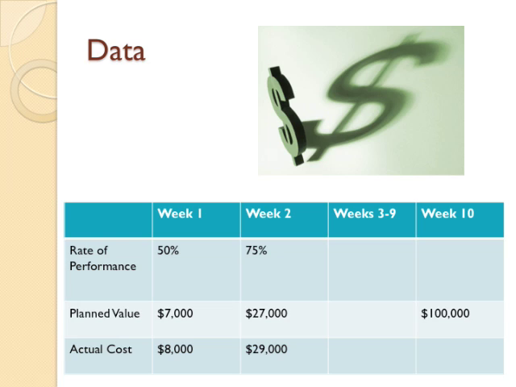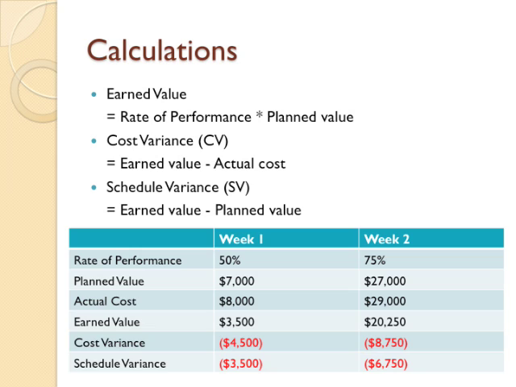In week 2, the rate of performance was 75%. The planned value was $27,000 and the actual cost was $29,000. The original time estimate given to us is $100,000 ending in week 10.